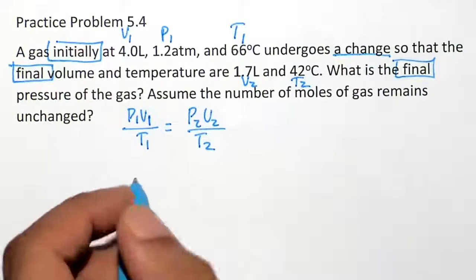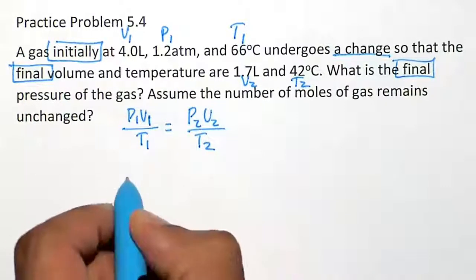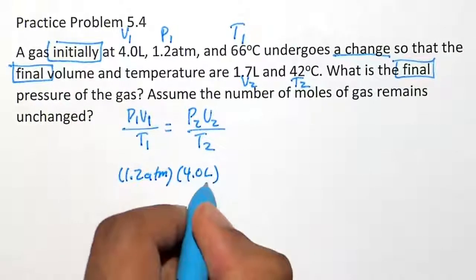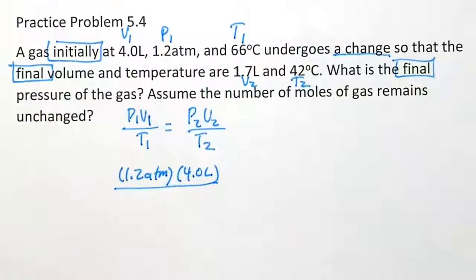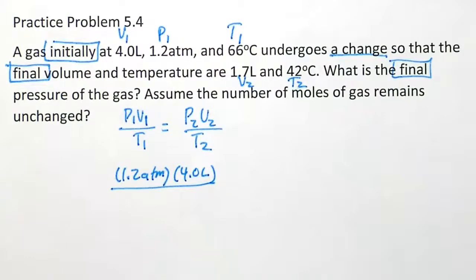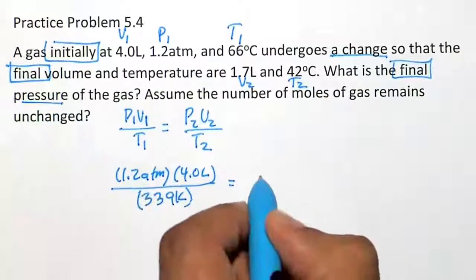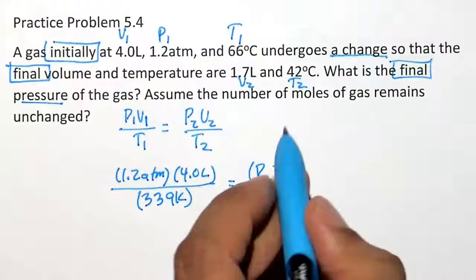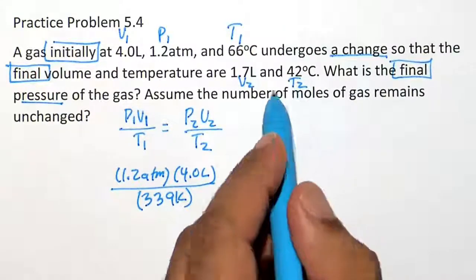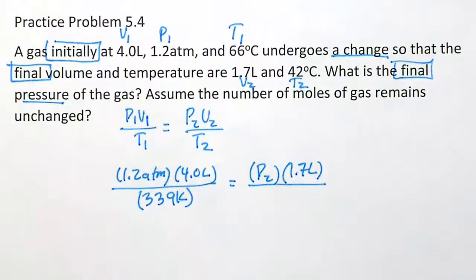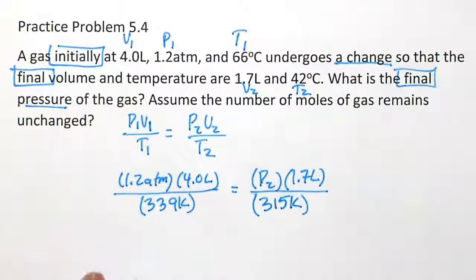So we can start filling in our P1, which is 1.2 atmospheres, V1 which is 4.0 liters. Our T1 is 66 degrees C, but again, please convert it to Kelvin. P2 is actually what we're trying to solve, so P2 is going to be our variable. V2 is, where's V2? 1.7 liters. T2 is going to be 42 degrees C. Let's go ahead and convert that to Kelvin. And then we can use cross multiplication to solve for P2.